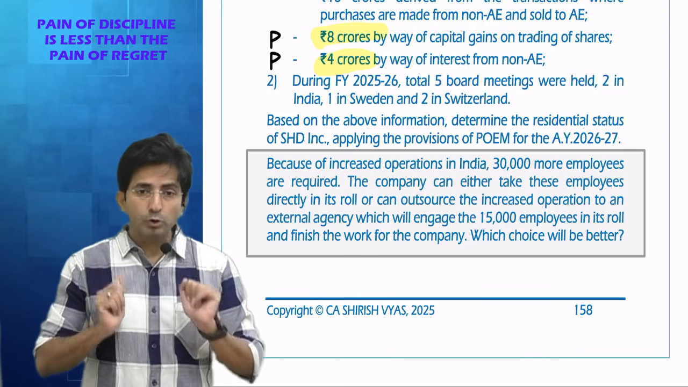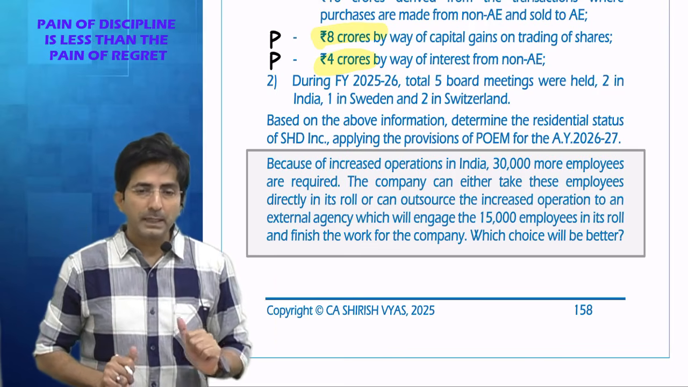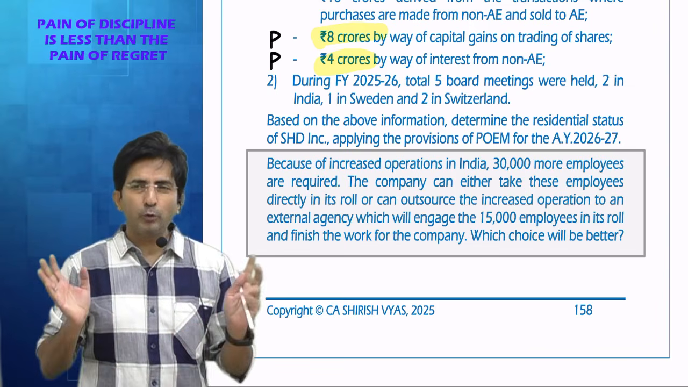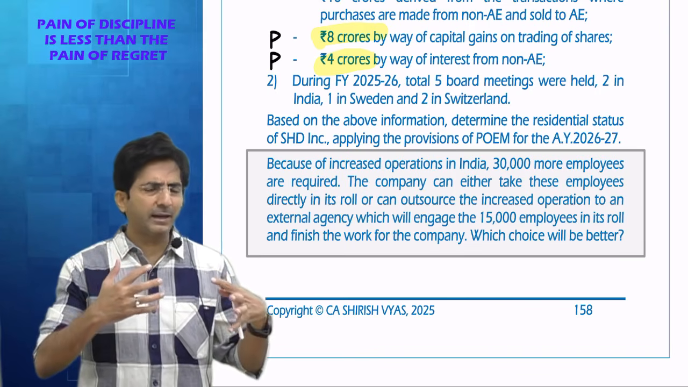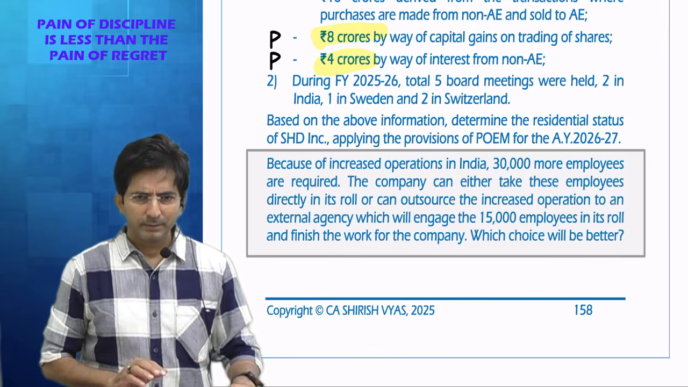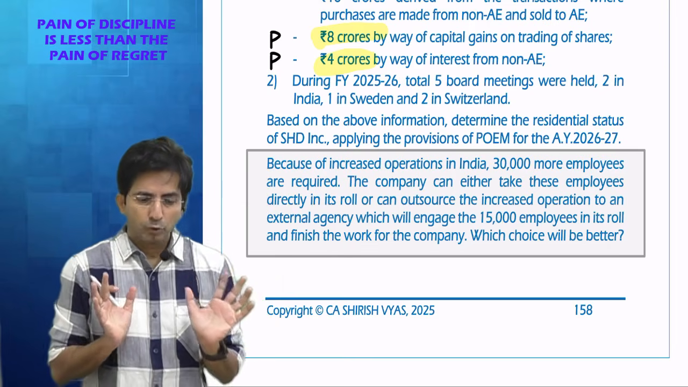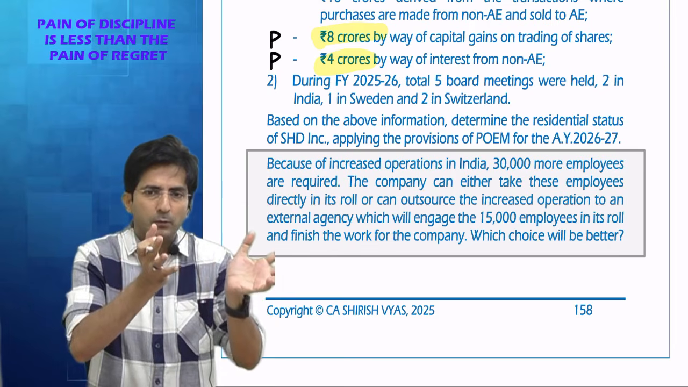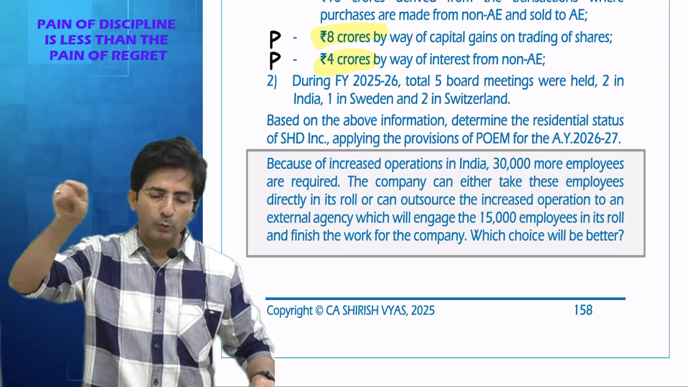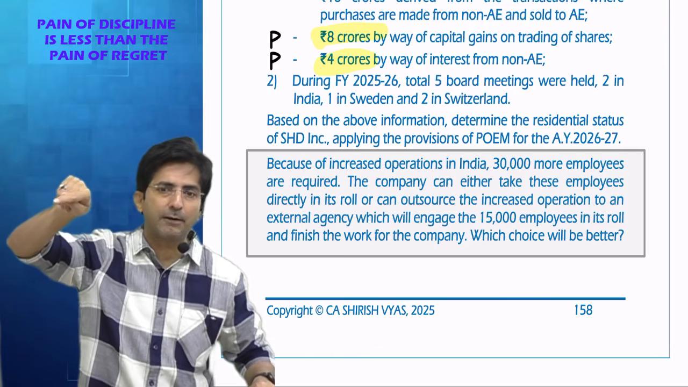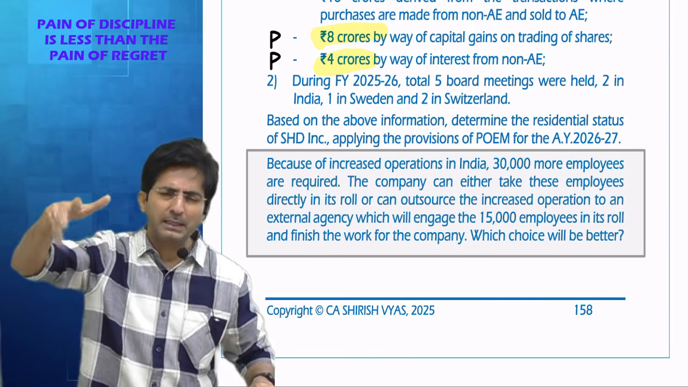So they have got a choice now. Either appoint 30,000 more employees, or there is one option, that is not to keep the employees under our payroll. Whatever increased work we are getting, outsource it. See, bottom line is what? They are getting some more work in India. So they have one option to outsource that excess work to an outside agency. But the outside agency also, to execute the work, will need staff, na? But they will be able to do the extra work with 15,000 employees only.